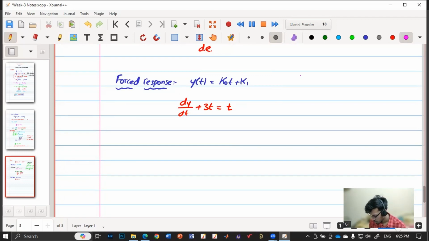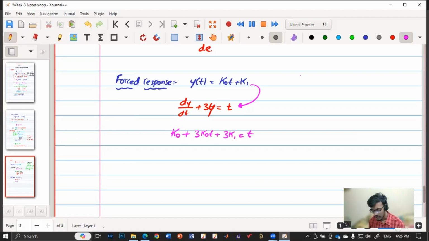dy by dt plus 3t... Substitute this in this equation. Please keep a pen and paper with you. Actually it is 3y, I have made a mistake. The given equation is dy by dt plus 3y equal to t. Now tell me: k naught plus 3 times (k naught t plus k1) equal to t.